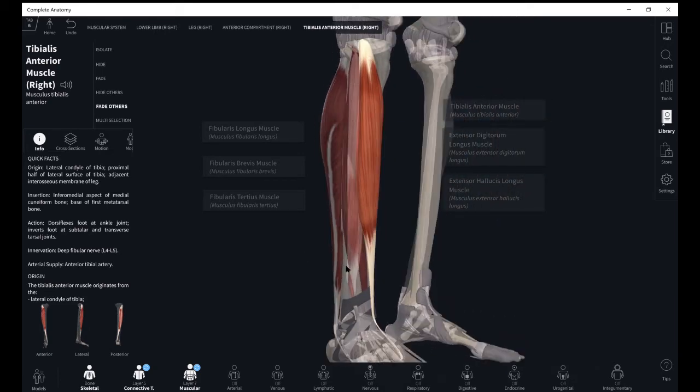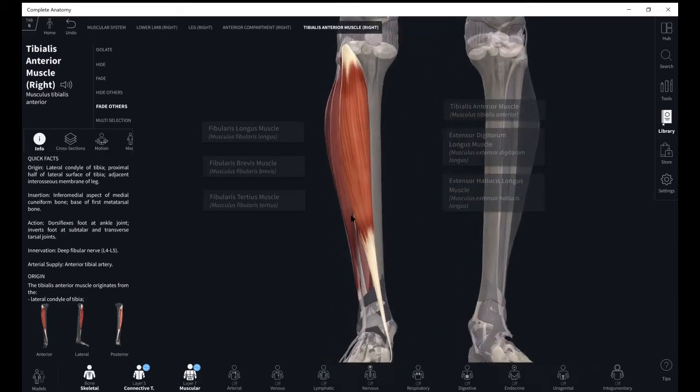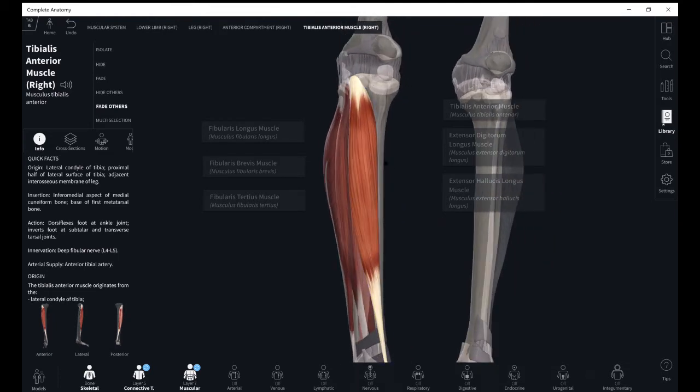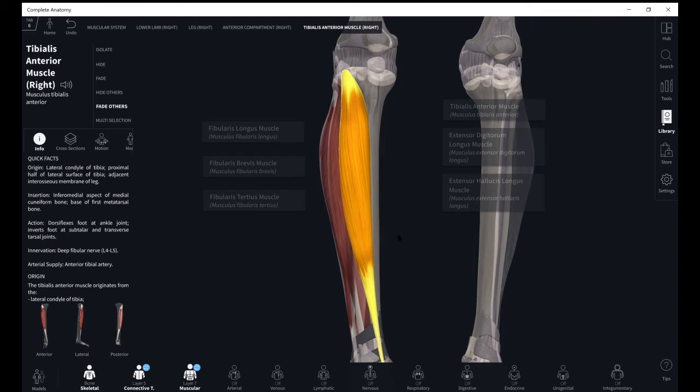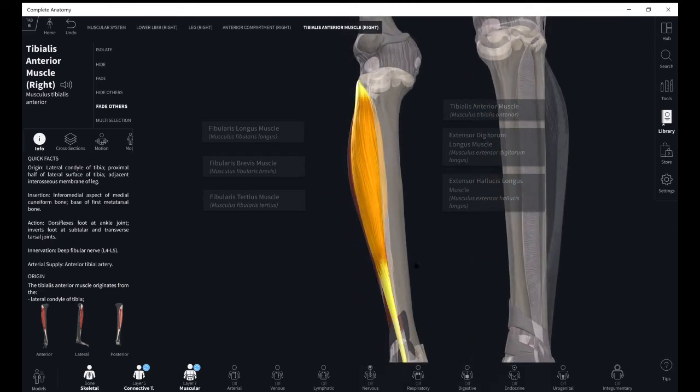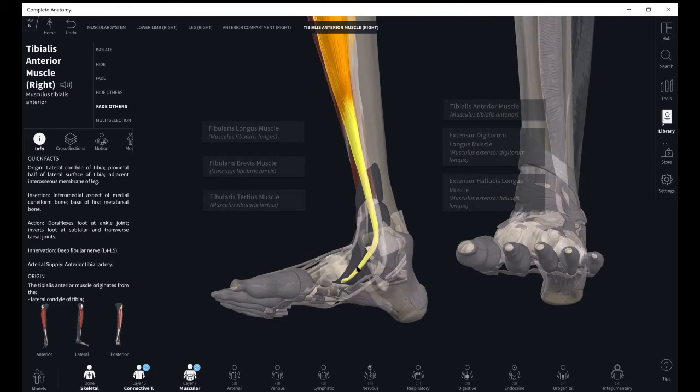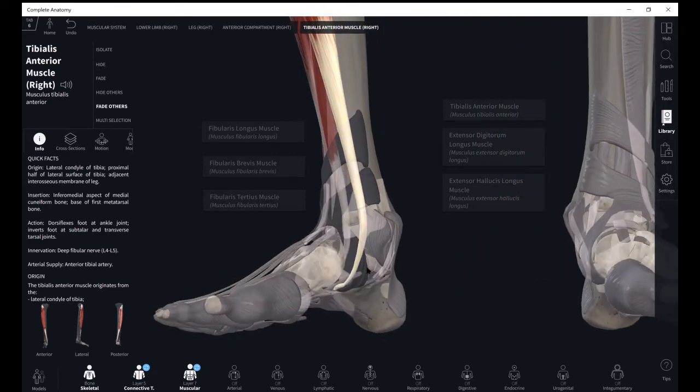All right. Okay, so tibialis anterior, it has as its origin the lateral condyle of the tibia, the proximal half, the lateral surface of the tibia, and the adjacent interosseous membrane of the leg. It inserts into the inferomedial aspect of the medial cuneiform, and further down, right there, the base of the first metatarsal. Its action: it dorsiflexes the foot at the ankle joint, and it inverts the foot at the subtalar and the transverse tarsal joints. It's innervated by the deep fibular nerve, L4, L5.